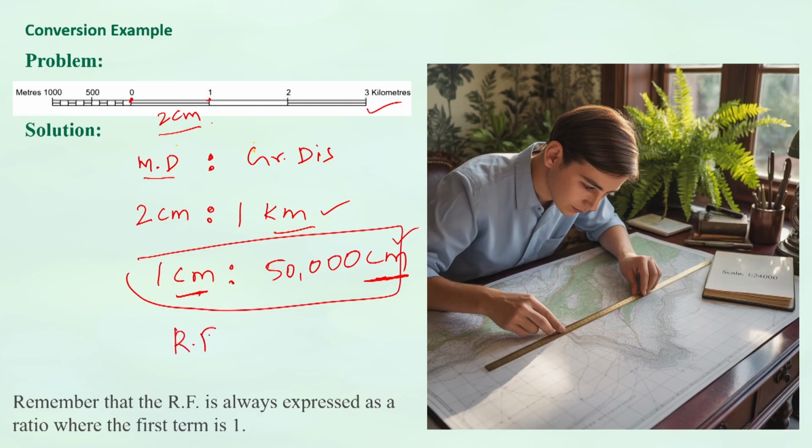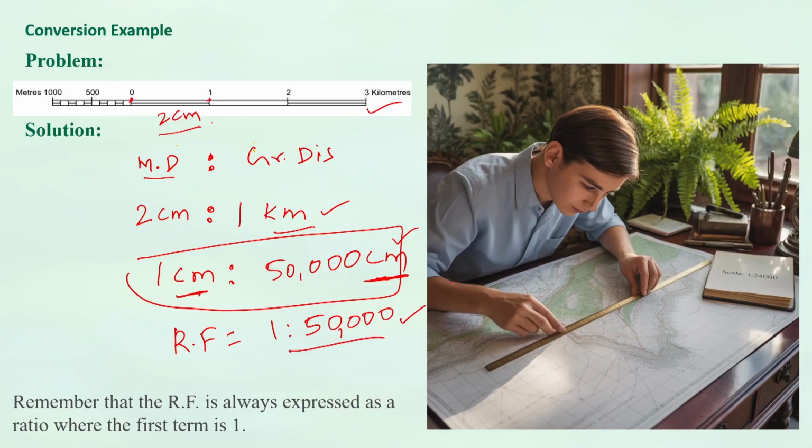So, this is the answer. The representative fraction here is 1:50,000. Finally, the representative fraction will not have any unit of measurement. It will not show kilometer, centimeter, inches, or mile. It will have only numbers. So, the answer for the given problem is 1:50,000.